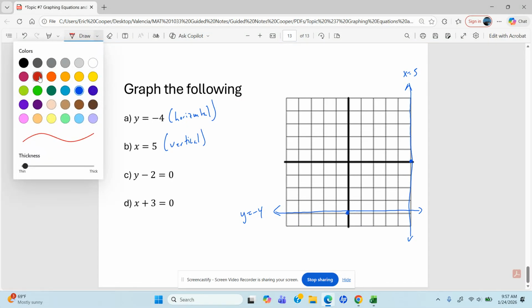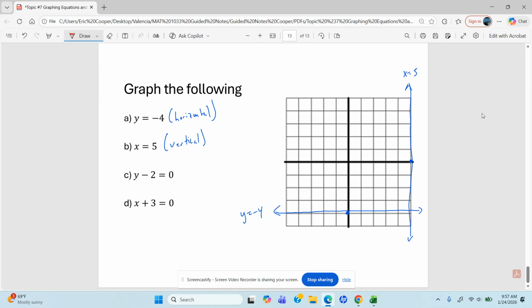Now for the other two, you'll notice that x and y aren't by themselves. First, we're going to get them by themselves. So for C, I'm going to add 2 to the other side to get y by itself. And when I do that, I get y equals 2. y is still a horizontal line. So I need to draw a horizontal line that goes through y at 2. Being positive, that means I move 2 up from the origin. So this line would go through right here.